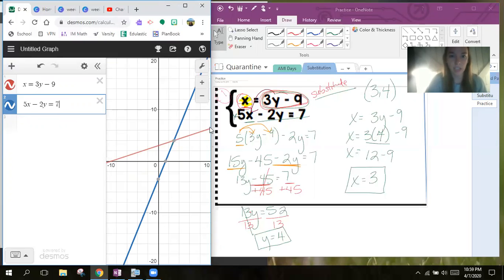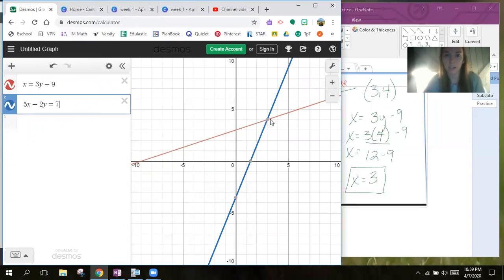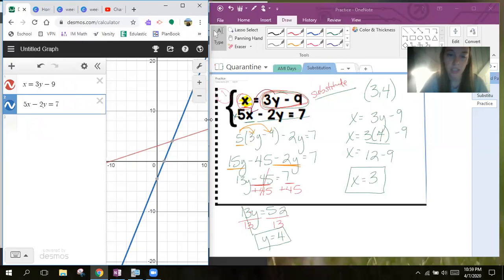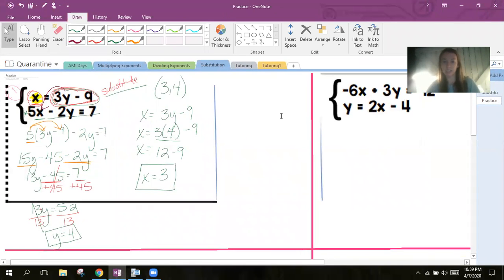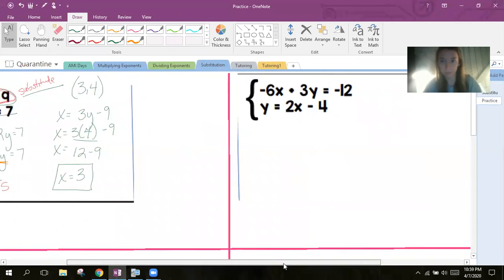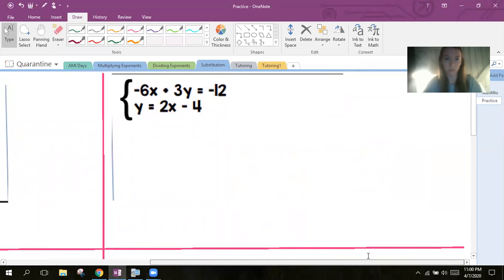Okay, so we can see that those two lines intersect. We have this blue line and this red line, and they intersect right there at 3, 4, which is what we said over here. Yay. So you can always use Desmos as a way to fact check your answers. All right, next. We've got number 2.